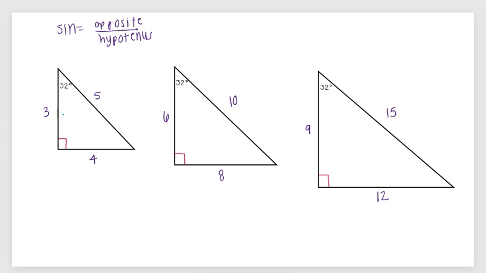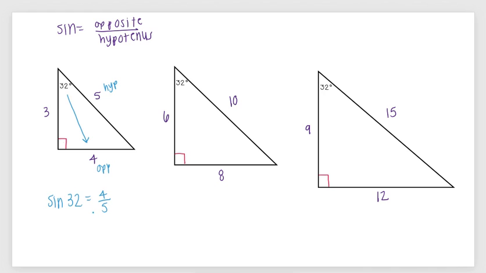And so looking at my first triangle here, the hypotenuse is always that longest side, the one that's opposite of the right angle. And then the opposite side is just the side opposite of my angle. So my angle here is 32. So the side opposite of it is my opposite side. So if I were to find the sine of 32, it's equal to my opposite over hypotenuse, which is just 4 over 5.